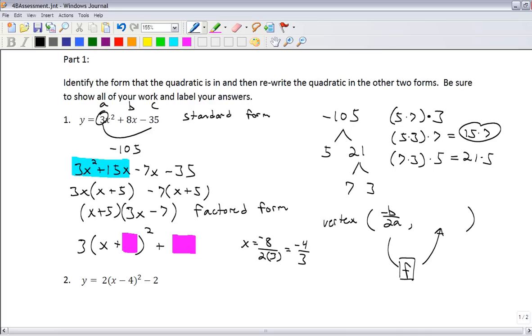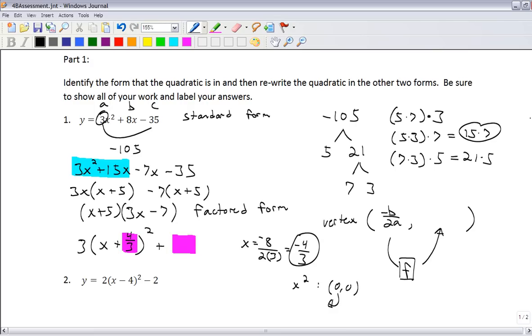Normally with x squared, the vertex is at 0, 0. This one has an x-coordinate of negative 4 thirds. That means it went left 4 thirds, so you're going to have x plus 4 thirds right here. That's a shift left 4 thirds of a unit. So now you just need the y-coordinate. The x is negative 4 thirds, so if I plug negative 4 thirds into my equation, what do I get?